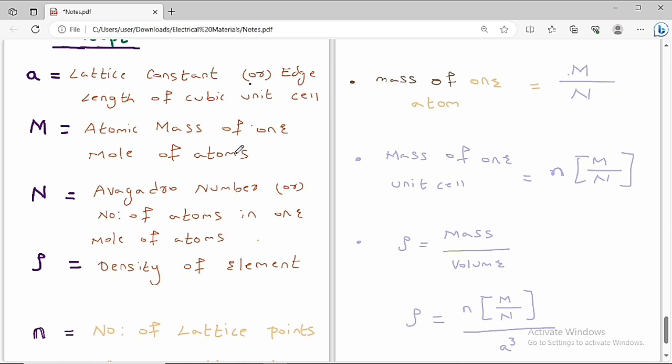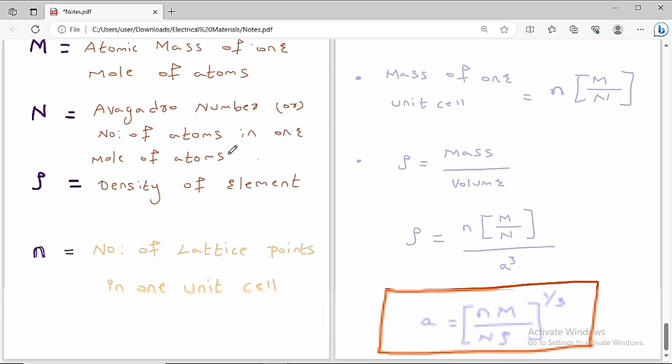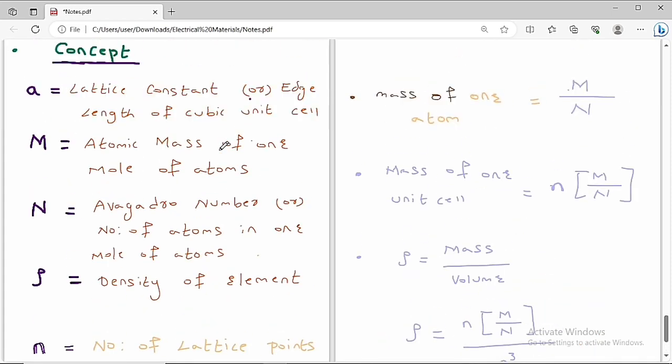And what is M? Capital M is the atomic mass of 1 mole of atoms. Now, in the case of 1 mole of atoms, how many atoms are there? That is called the Avogadro number, which is capital N. So capital N is the Avogadro number, the number of atoms present in 1 mole of atoms. Then what is rho? Rho is the density of the corresponding element. Then what is small n? Small n is the number of lattice points present in 1 unit cell.